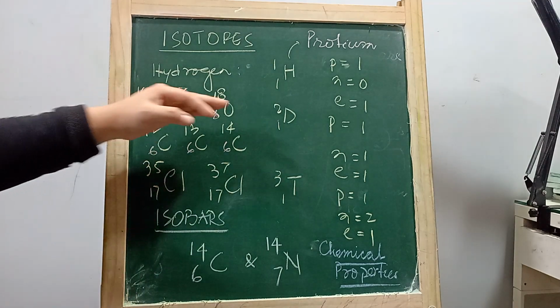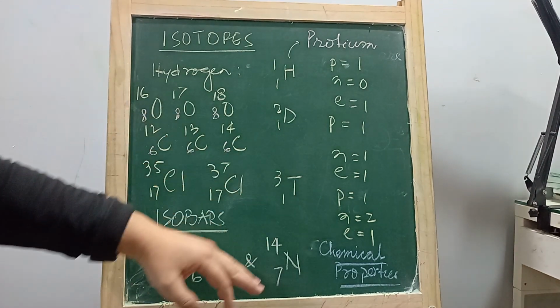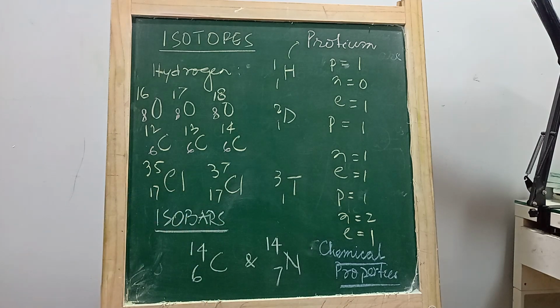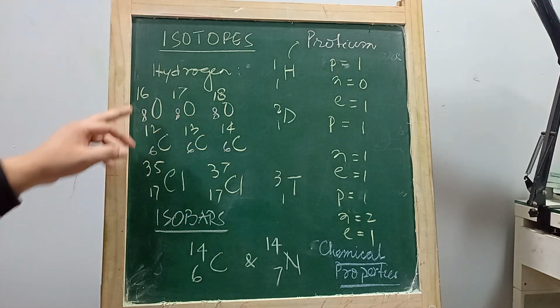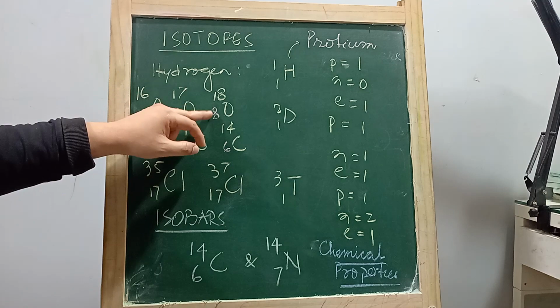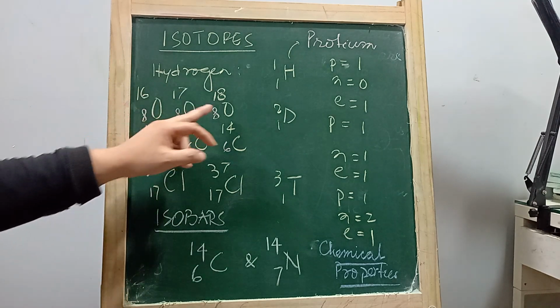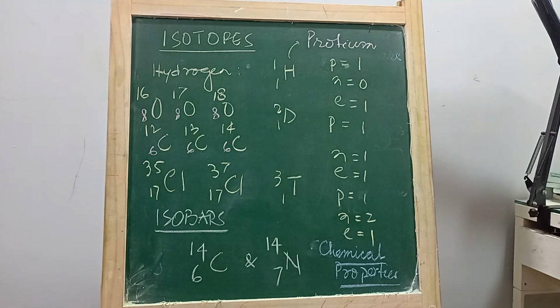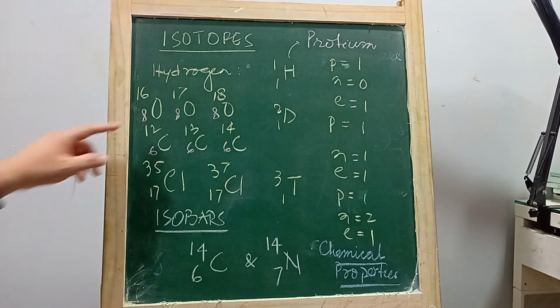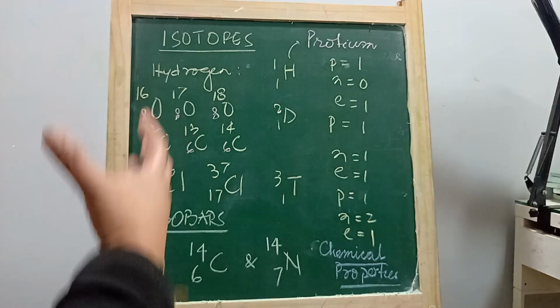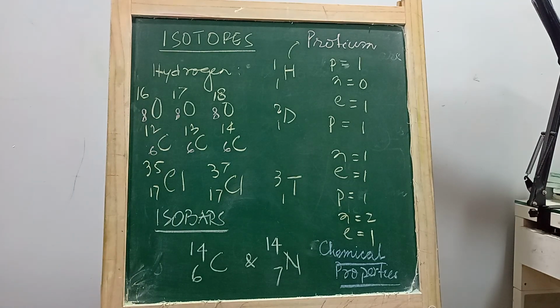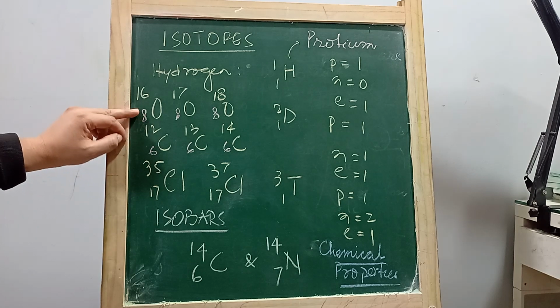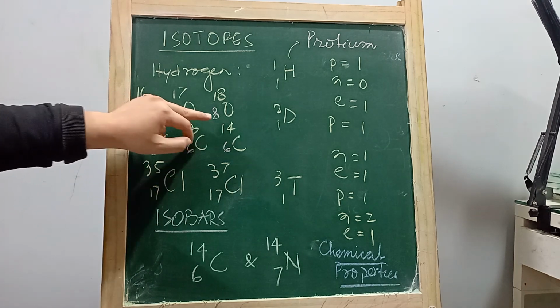Similarly, there are isotopes of oxygen, isotopes of carbon, isotopes of chlorine. Isotopes of oxygen are oxygen 16, oxygen 17, oxygen 18. But their atomic numbers are the same, 8, 8, 8. That means they have the same number of protons, but different numbers of neutrons. We are not talking about the number of electrons. It will be the same as the number of protons in a neutral atom. There will be 8 protons, 8 electrons, in each.